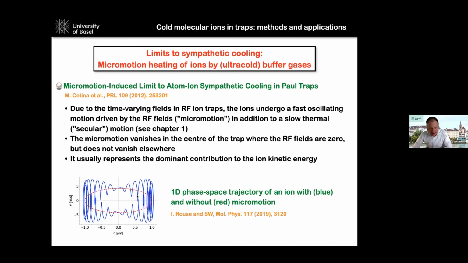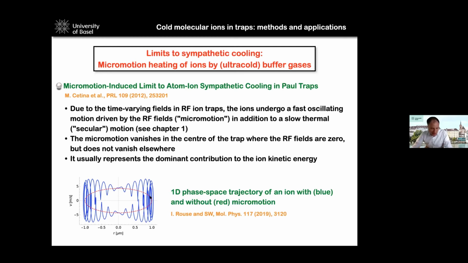So the dashed red line would be the ion trajectory without the micromotion. Yeah, so this would correspond to the secular motion in the time averaged effective potential of the trap. And the red and the blue trajectory is the same ion, but now with the micromotion in the full time-dependent potential of the ion trap.